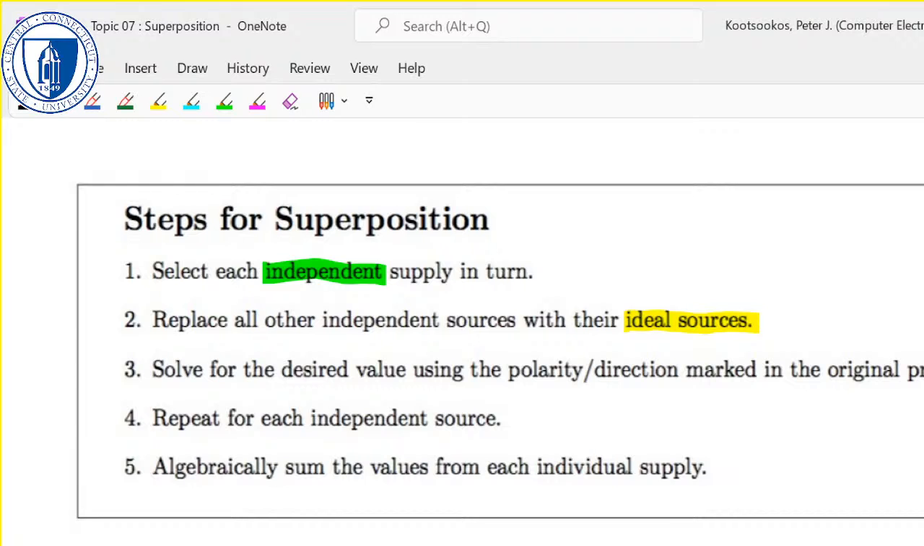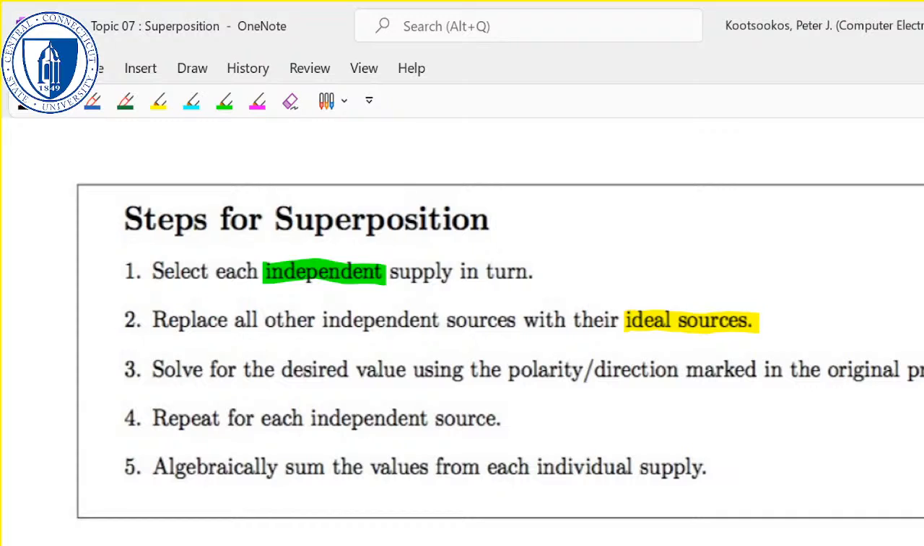So instead of just one application of mesh analysis, you need to apply it for each independent supply. What I suggest you do is, most of the superposition questions I'm going to give you can be solved without superposition. But I'm going to ask you to specifically solve it using superposition so I can see that you understand how to solve things using superposition.